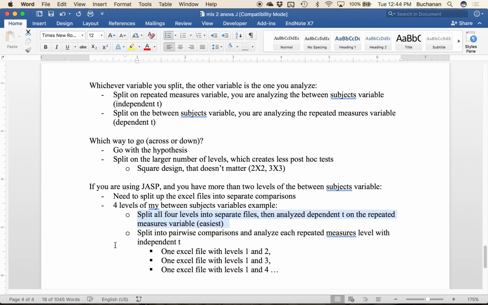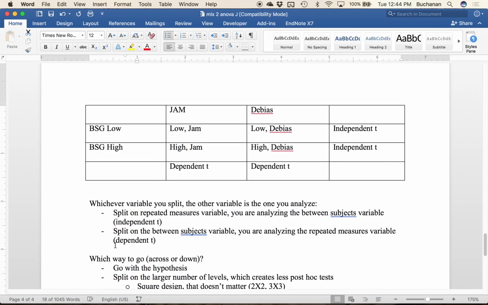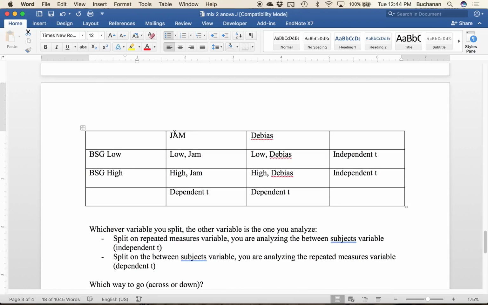In this particular example, we could go either way. So I could split into 2 separate Excel files here and do low versus high for jam and low versus high for debias. Or I could run an independent t on just BSG low and just BSG high. And that's actually the slightly simpler solution. And that actually was what matched our hypothesis. So that's what we're going to do.